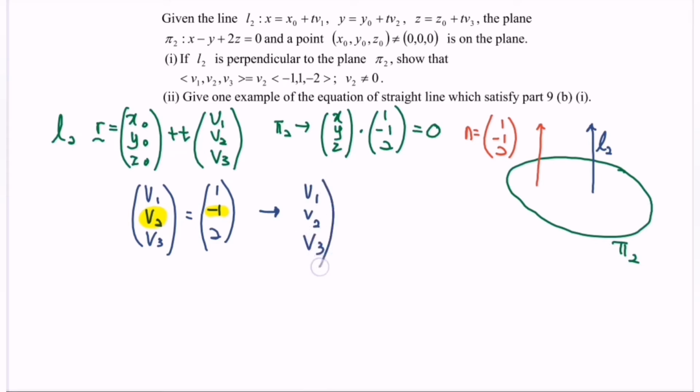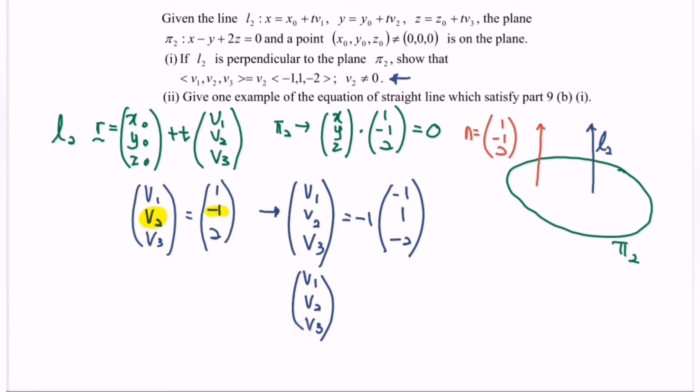So kindly factor out the situation. V1, V2 and V3 is equal to negative 1, bracket, again we have negative 1, 1, and negative 2. Kindly refer to this part. We notice that we have already shown that V1, V2, and V3 is equal to V2, where we have negative 1, bracket, negative 1, 1, and negative 2. So from here, we have already shown the situation.